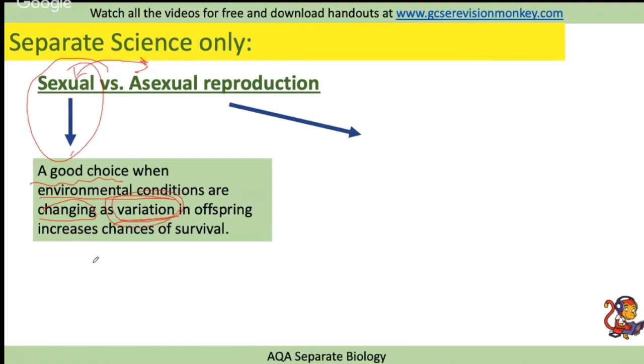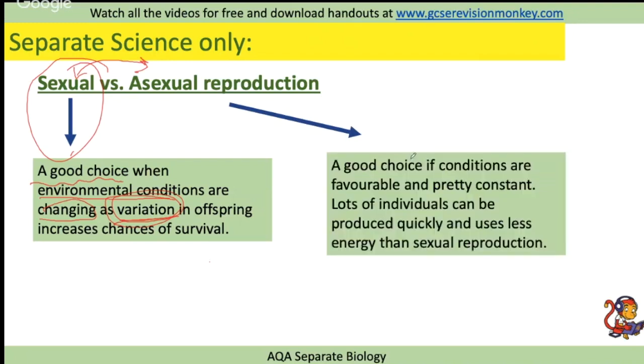So think about natural selection. By chance, some of them are going to be better adapted to the environment and they will survive and reproduce, keeping the population going. Asexual reproduction, however, is used when the conditions are favourable and pretty constant. If all the conditions are good for the population, then lots of individuals can be produced quickly by just cloning themselves, and this uses less energy as well.